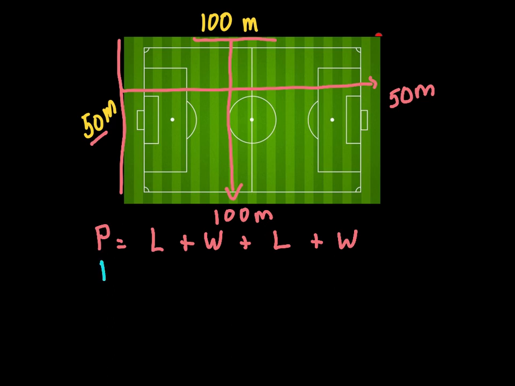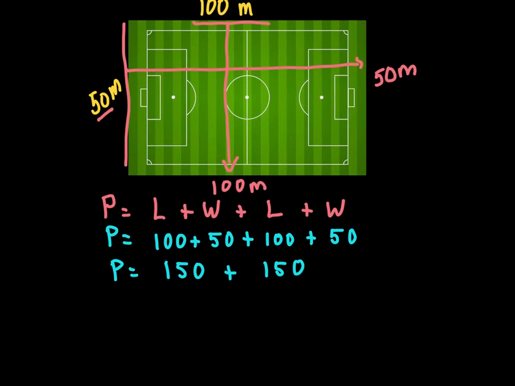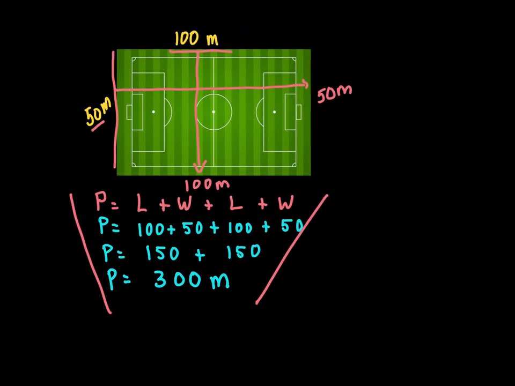So if we did P is equal to 100 plus 50 plus 100 plus 50, we would get P is equal to 150 over here, plus another 150 over here, and we get P is equal to 300 meters. Again, now if you're looking at this, you're starting to make that nice funnel. But there's also another way that we could do this too.